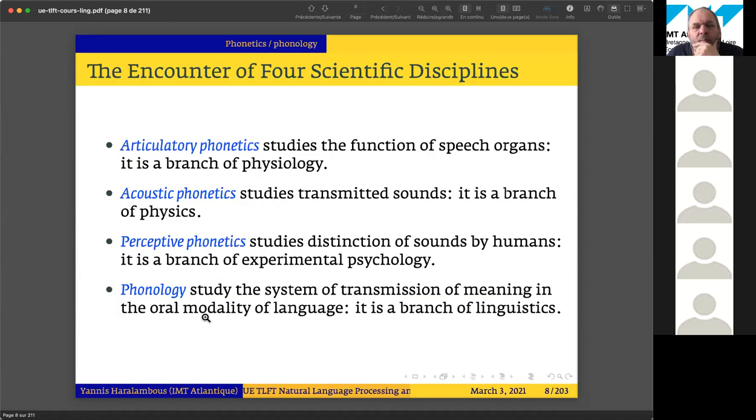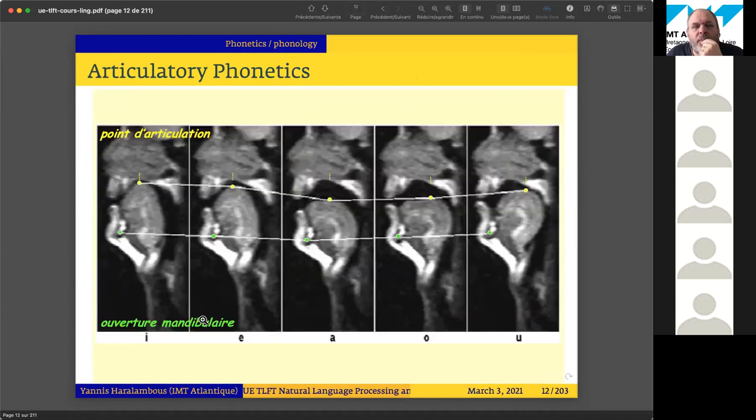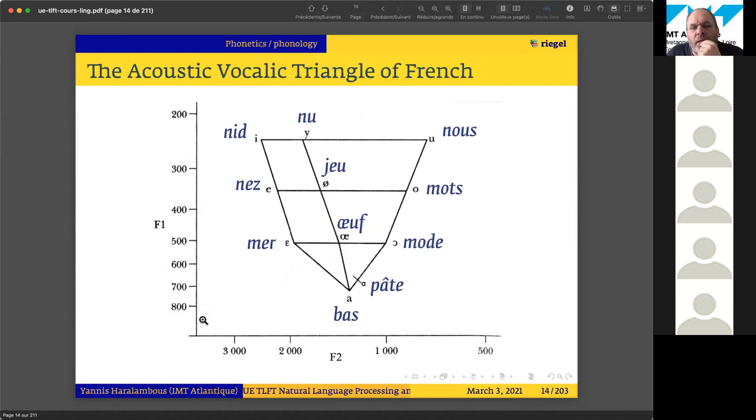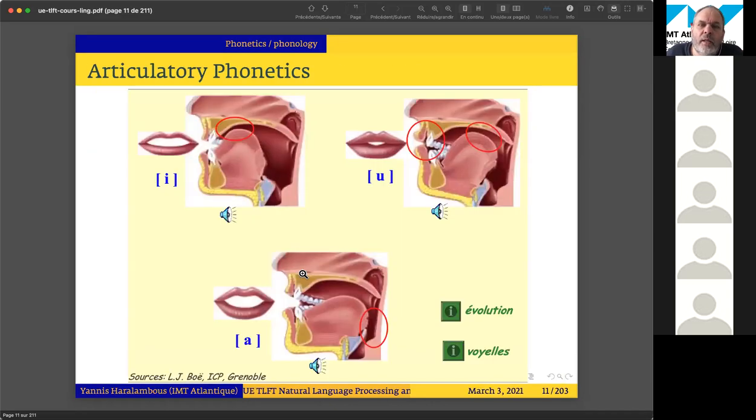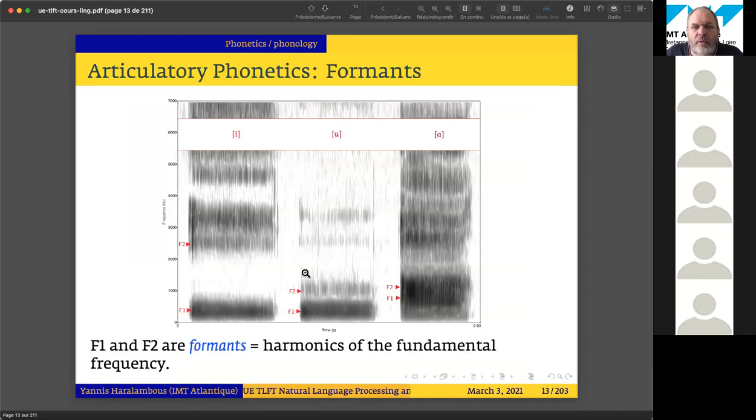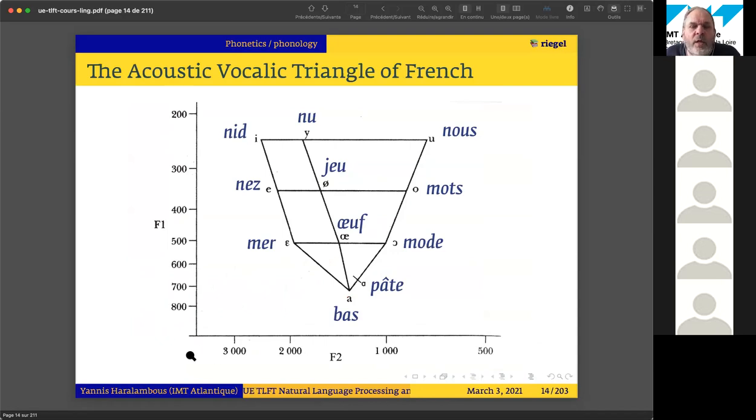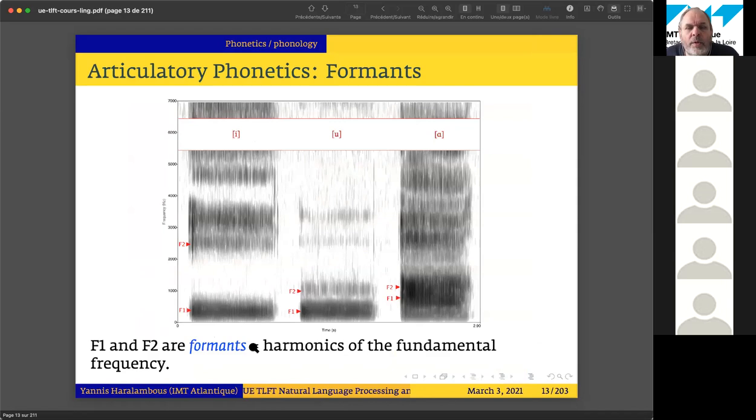Now, I'm starting with the lowest level because it's natural. I have some slides on phonetics and phonology. What is important here is to realize the difference of approach. So in phonetics, we say that we have a physical phenomenon, which is sound, and not just any sound, but sound produced by human organs like these. And to study it, we decompose it into different components. Among these components, you have F1 and F2, which are called formants and are harmonics of the fundamental frequency. So this is something that can be represented in a scientific way and can be measured.